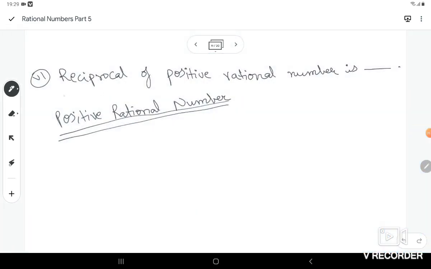So the next question says: the reciprocal of a positive rational number is dash. So the reciprocal of any positive number, whether it's a rational number, integer, natural number or a whole number, would be a positive type of rational number.